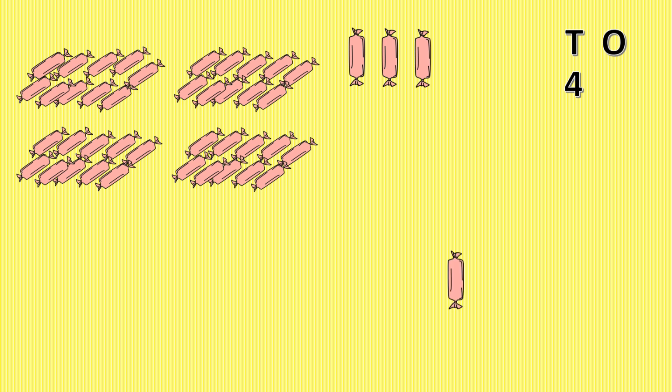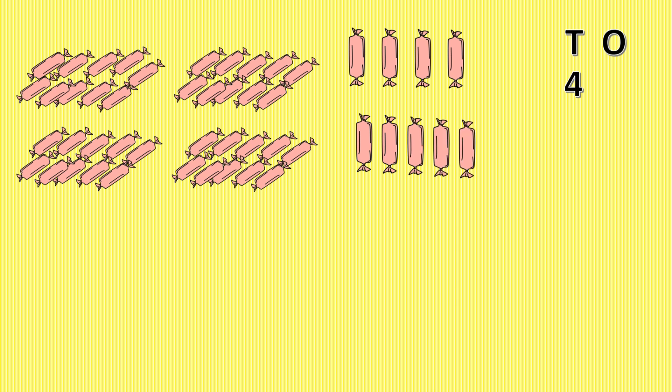Let us take another example, children. We have one group of 10 chocolates. So 1 ten, 2 tens, 3 tens, 4 tens. So there are 4 tens. Below the tens place I will write 4. Now let us see how many ones. 1, 2, 3, 4, 5, 6, 7, 8, 9. 9 single chocolates. So below the ones place I will be writing 9. 4 tens and 9 ones means 49.